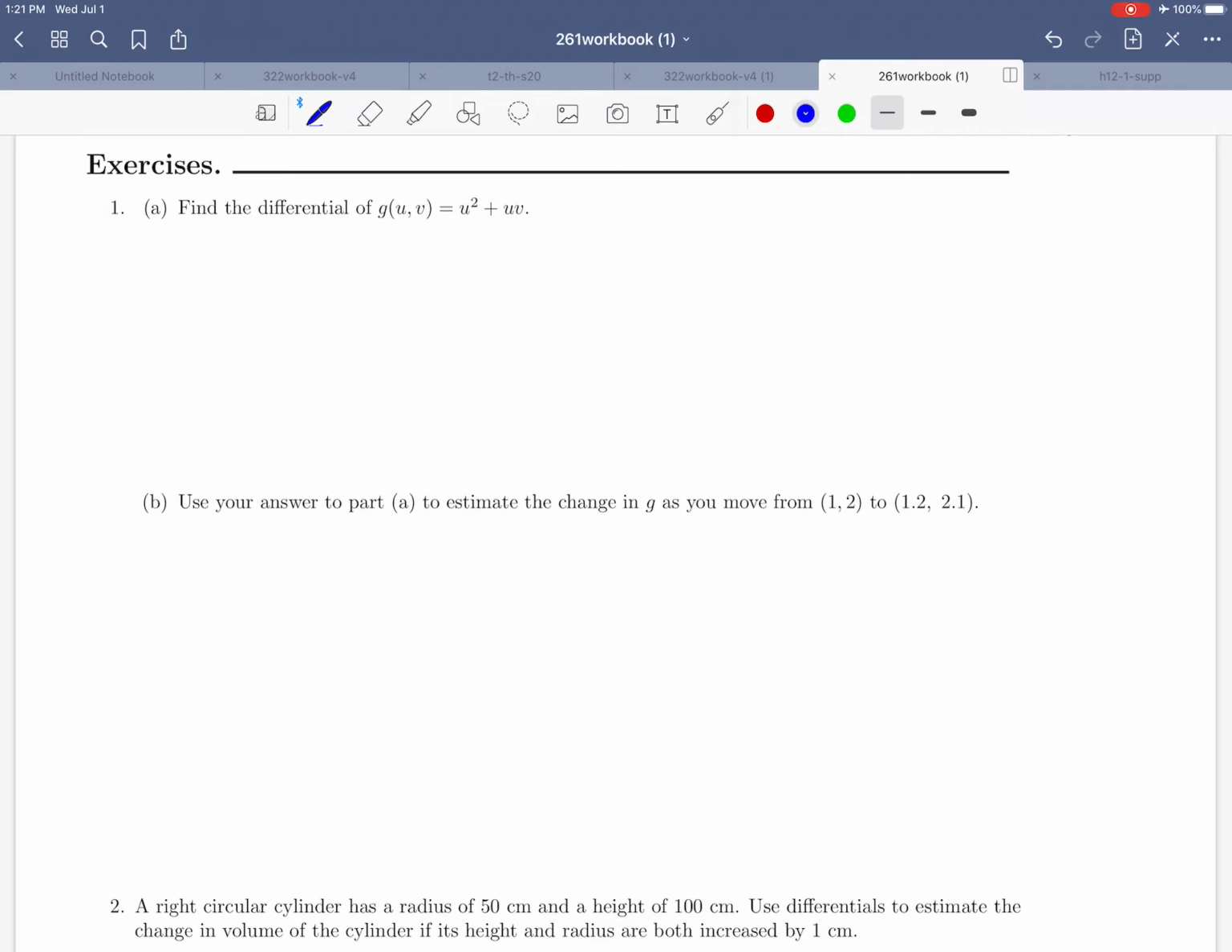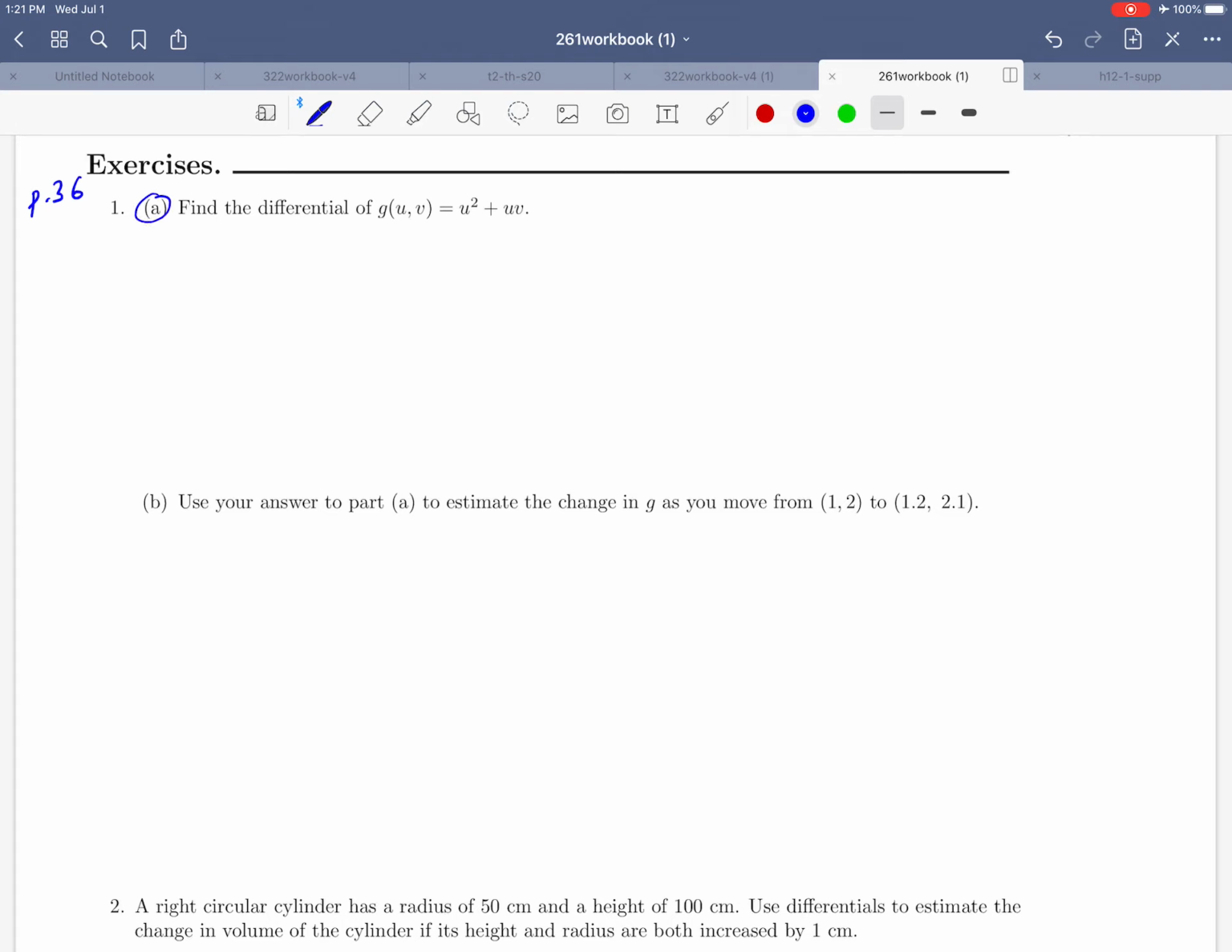Hi everybody, and welcome to exercise 1 on page 36 of the workbook. And this is going to be our first example of actually doing a calculation with a differential. We talked a minute ago about how differentials are about approximating the change in a function. Part 1 is strictly computational here.